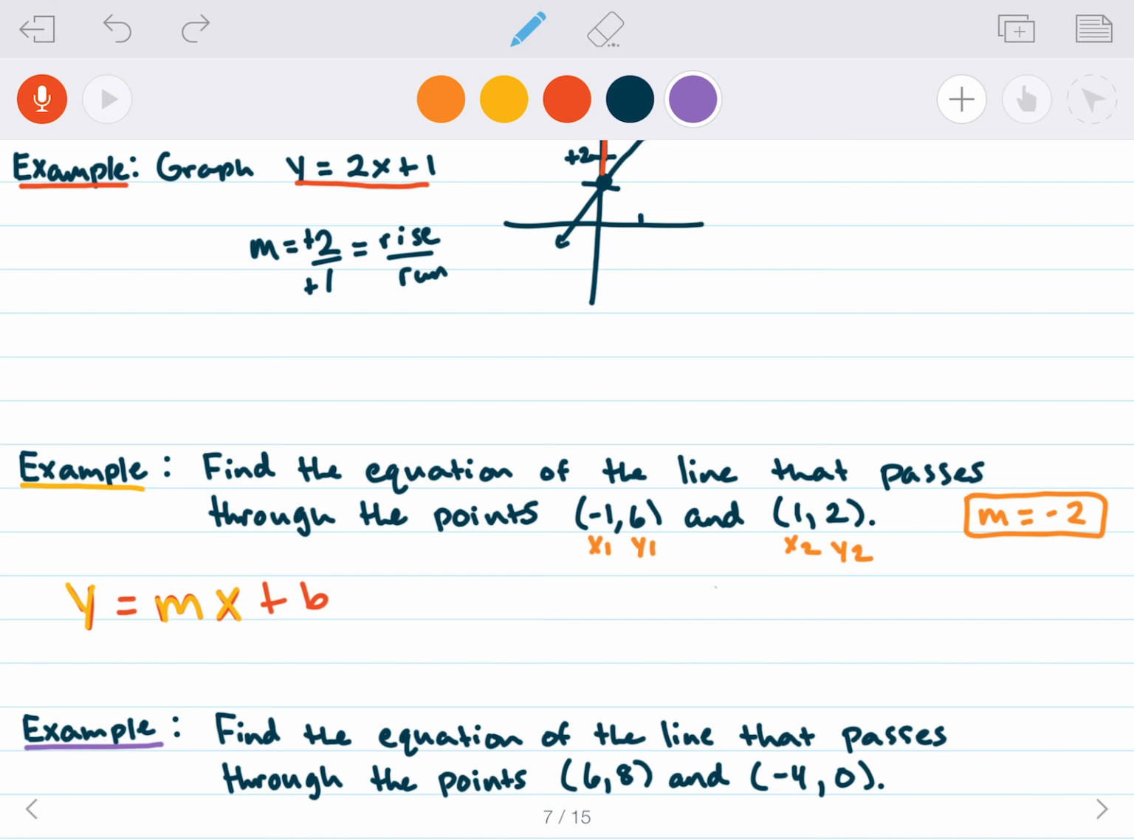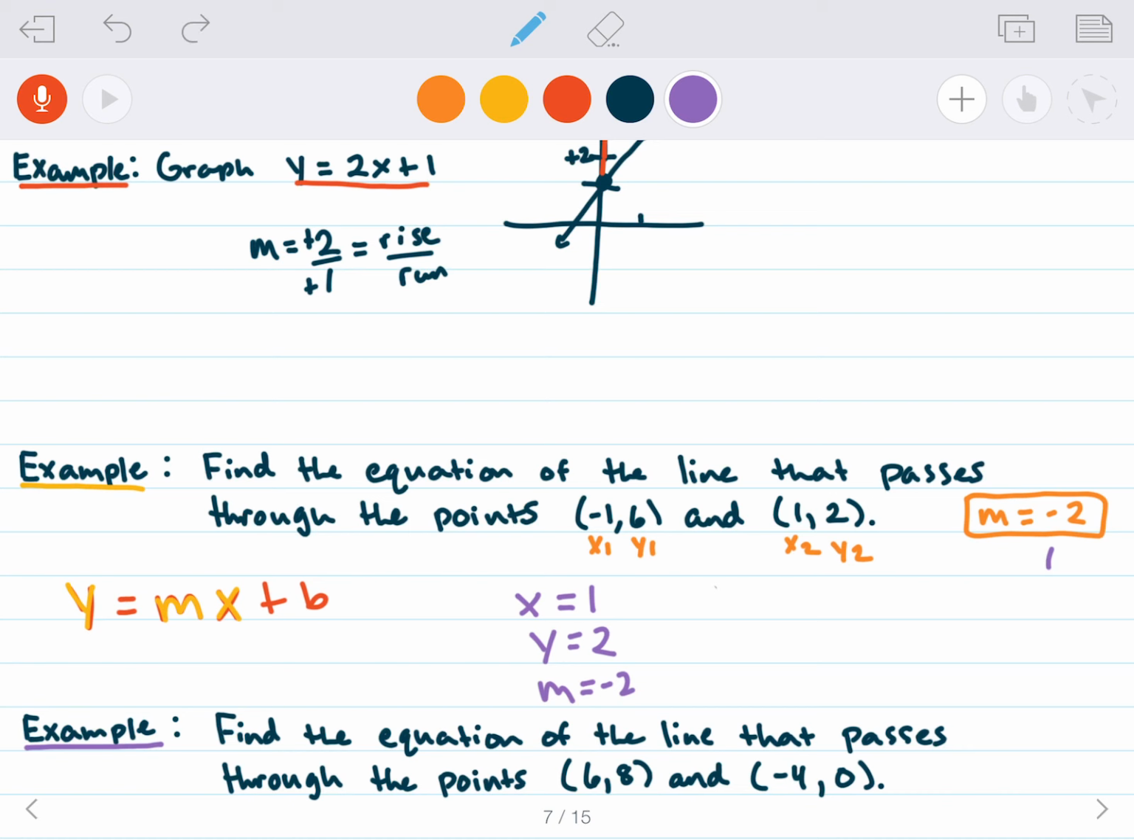Okay, so the second one, x is 1, because that's the first number in the ordered pair. And y is 2. Okay? And again, you can't go switching around. You can't say, okay, well, x is 1 and y is 6. No, I chose this point right here. So x is 1, y is 2. And m we just found right here. M was negative 2.